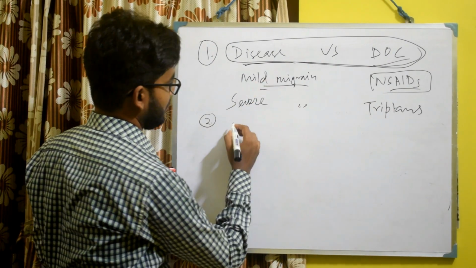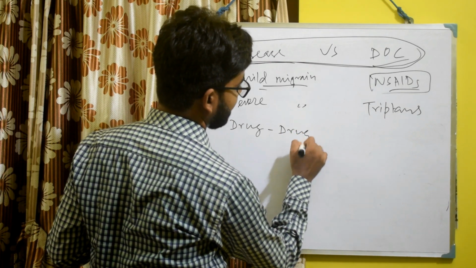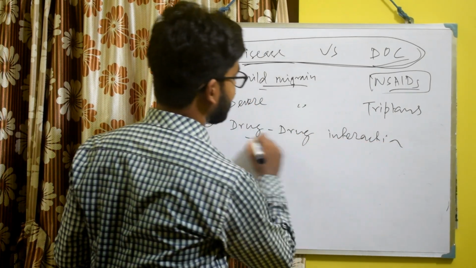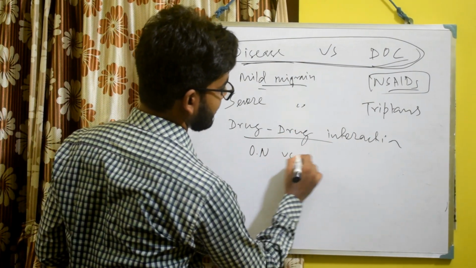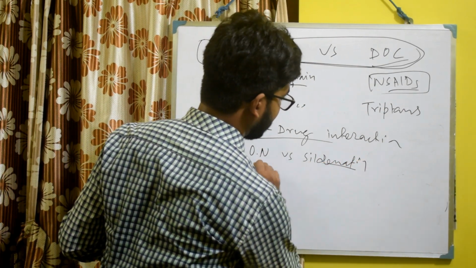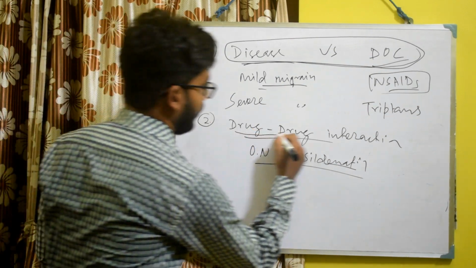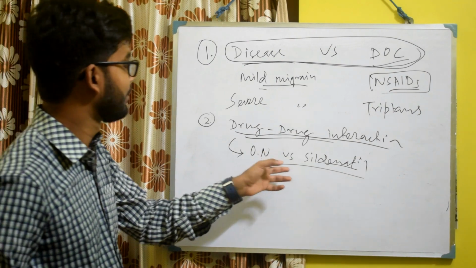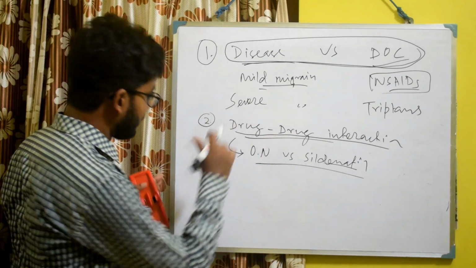Then the next table: contraindication, drug interaction. I have already discussed that organic nitrates versus sildenafil should not be used together. You have to make a concept map on drug interaction, with one example like this: organic nitrates should not be used with sildenafil.